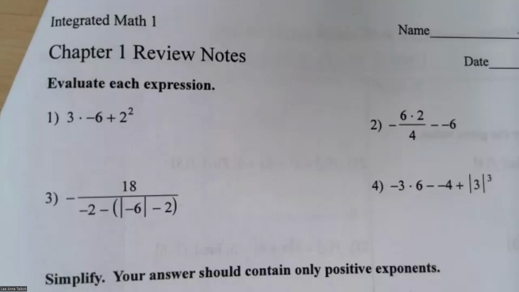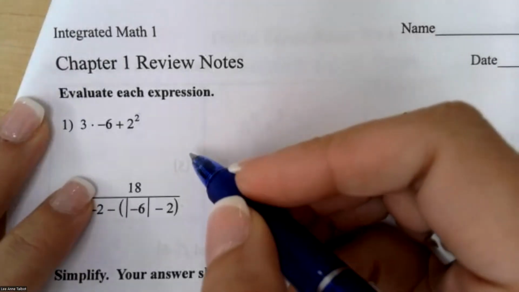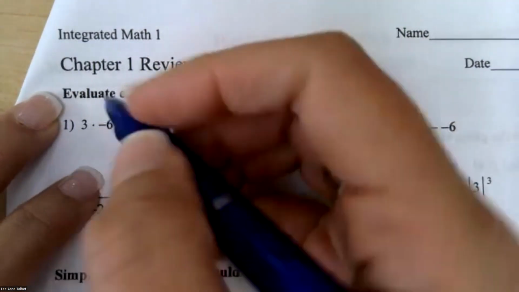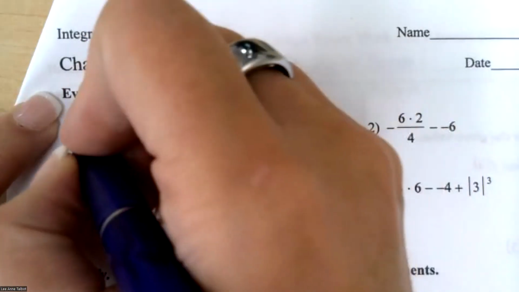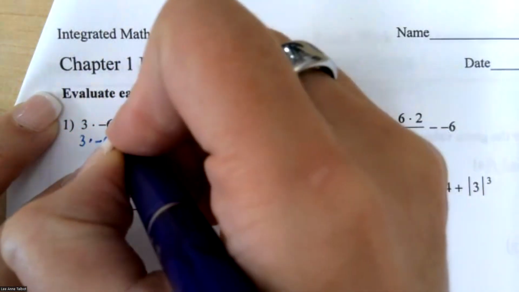Okay, so very first thing when you came in August, we started with order of operations. So that's where we're starting here. You do exponents first. So 3 times -6 plus 4.